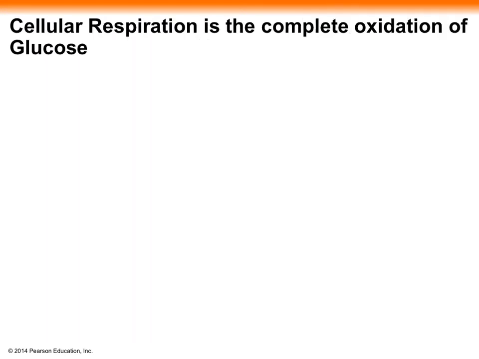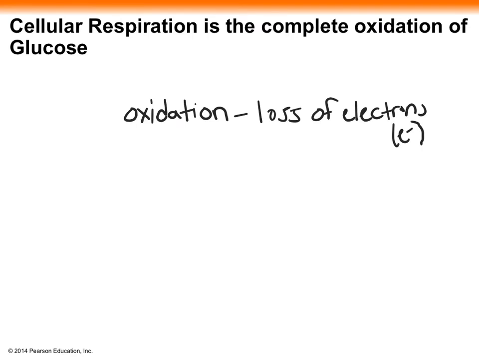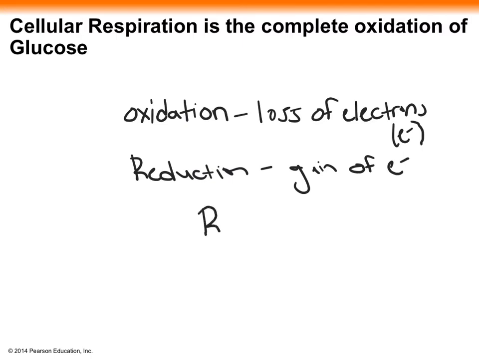So cellular respiration, which we're going to be talking about largely in this chapter, deals with the complete oxidation of glucose. Remember that oxidation is the loss of electrons. The loss of electrons is always balanced with a reduction, the gain of electrons. So these reactions are often referred to as redox reactions.